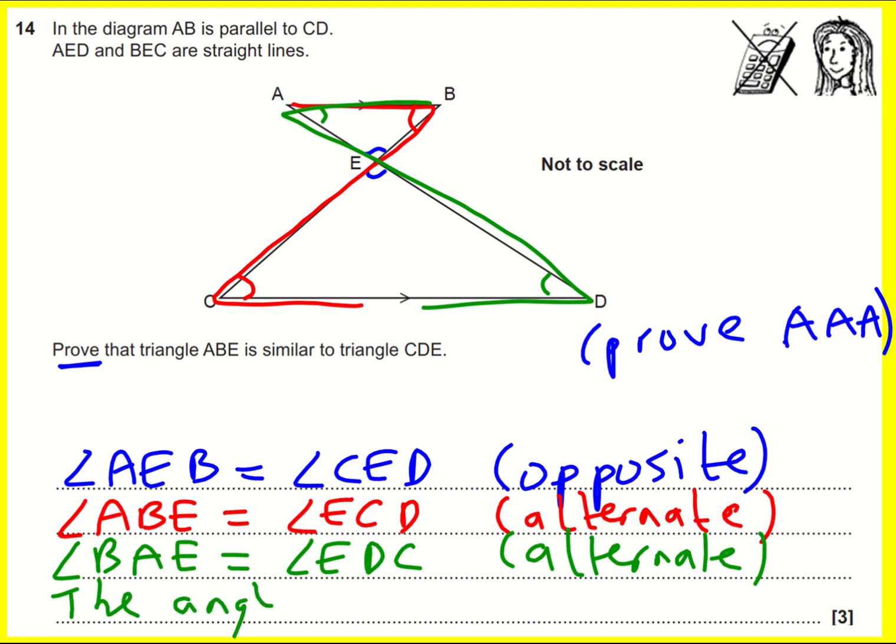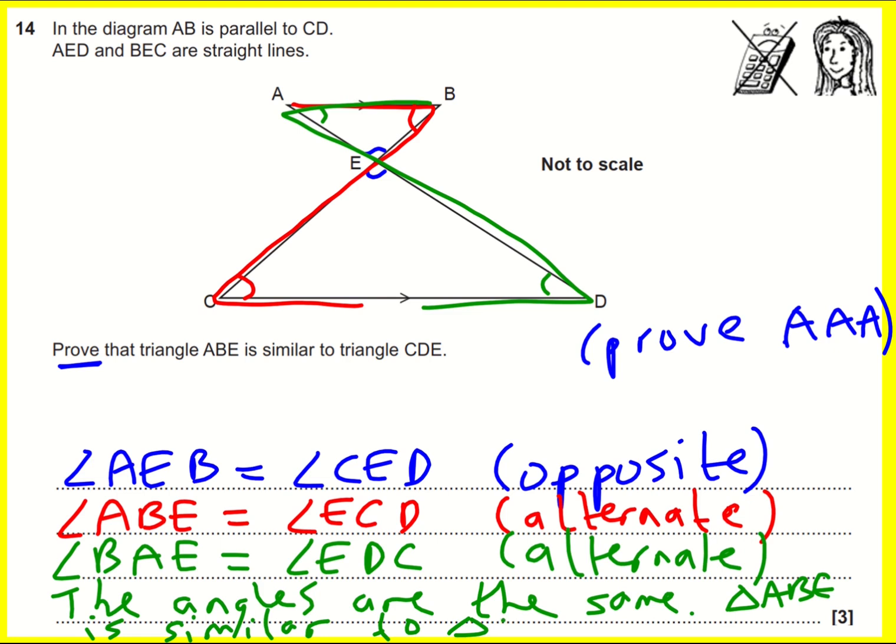Just write a little conclusion now. You could maybe write AAA, but I've written that. Triangle ABE is similar to triangle CDE. I wouldn't use that equivalent bit, that means congruent.